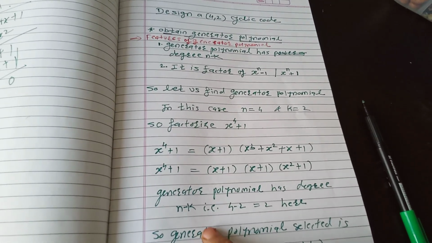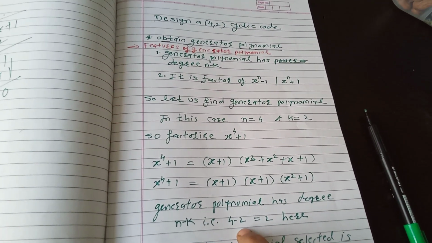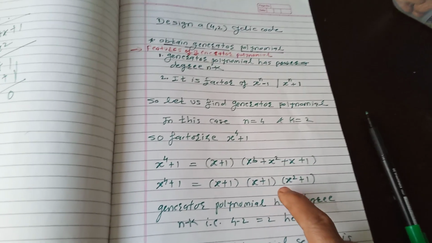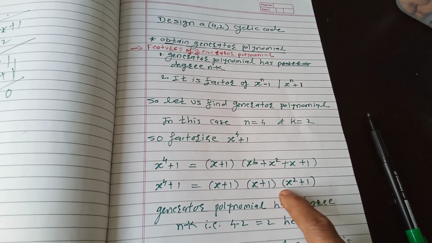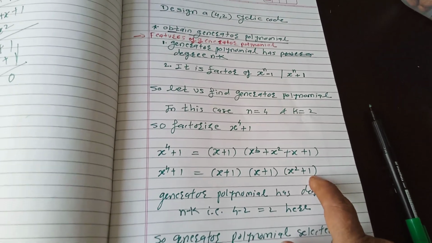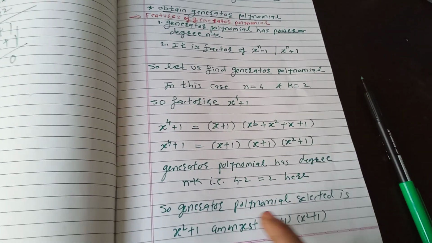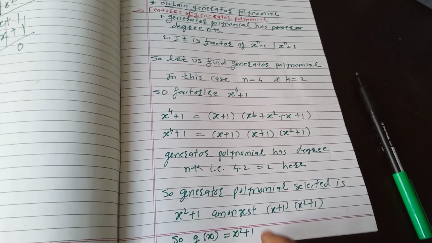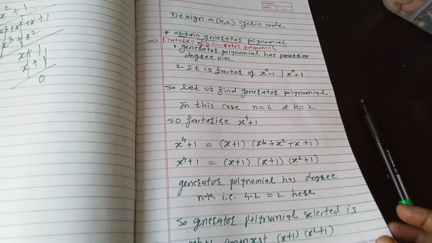You want the generator polynomial degree as n minus k, that is 4 minus 2. So that is equal to 2. So the polynomial which is showing that degree is x square plus 1. So we have selected the generator polynomial as x square plus 1. So g(x) is x square plus 1.